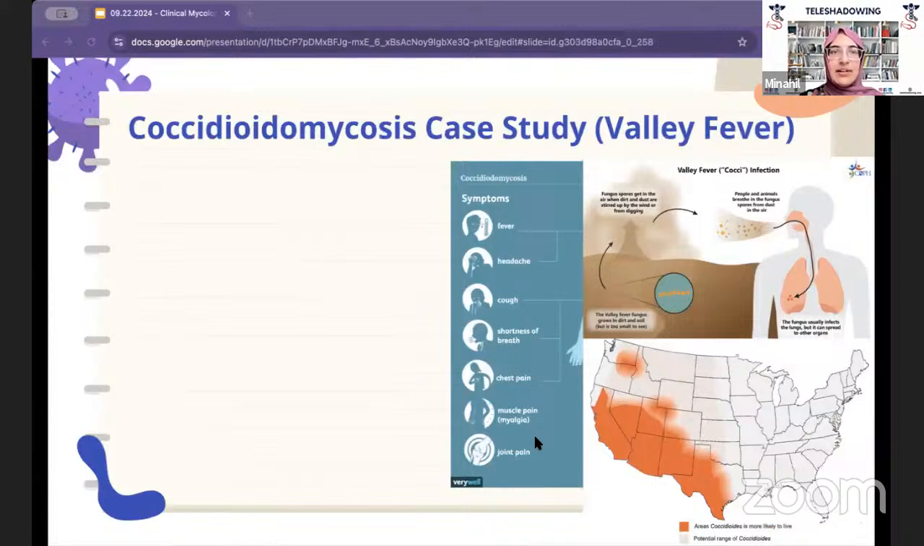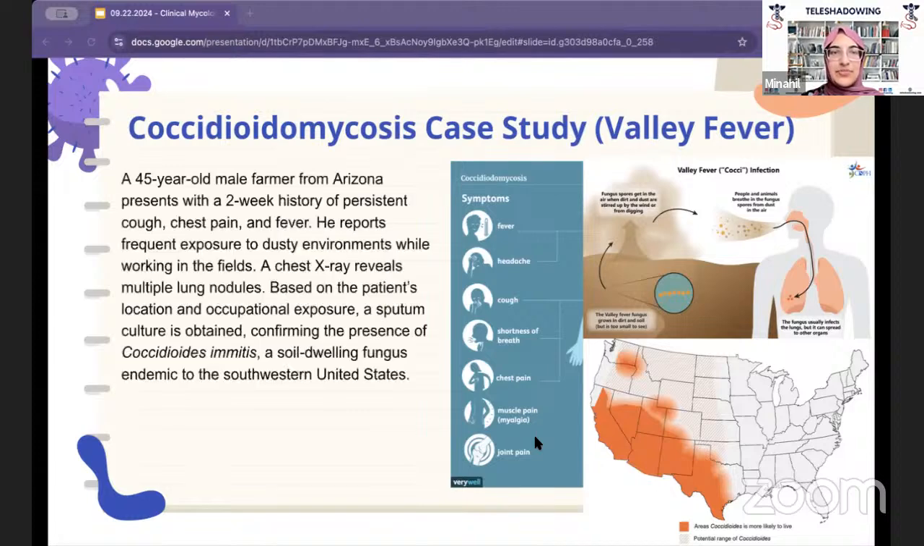Now let's talk about the desert valley fever, but with a clinical case scenario. So I'm going to read this case study. A 45-year-old male farmer from Arizona presents with a 2-week history of persistent cough, chest pain, and also fever. He reports frequent exposure to dusty environments while working in the fields, and a chest X-ray reveals multiple lung nodules. Based on the patient's location and occupational exposure, a sputum culture was obtained, confirming the presence of Coccidioides immitis, which is a soil-dwelling fungus endemic to the southwestern United States.